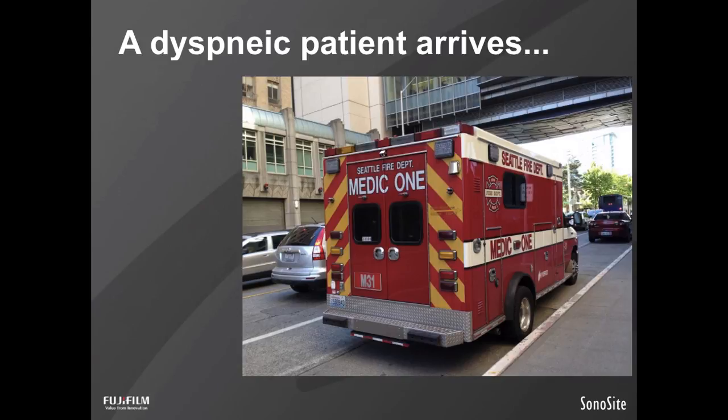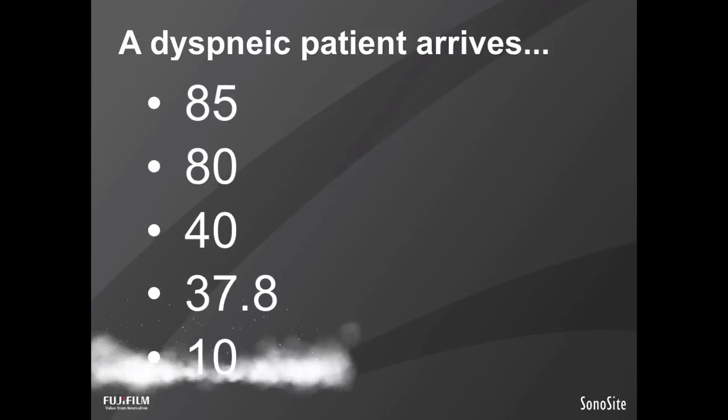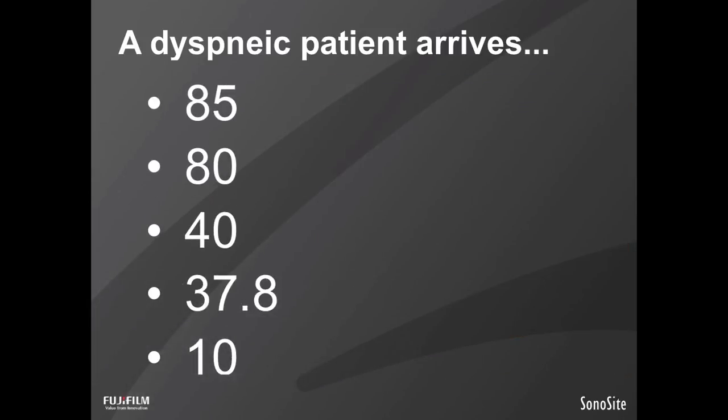So let's start with a case. A patient arrives to you via ambulance with dyspnea, and let's say you're not in the US. You are in rural Rinkwavu, Rwanda. The age of the patient is 85, so they're elderly. The SAT is 80, which is usually a bad sign when the SAT is less than the age. The respiratory rate is 40, they're tachypneic, and their temp is 37.8. This is almost a fever.